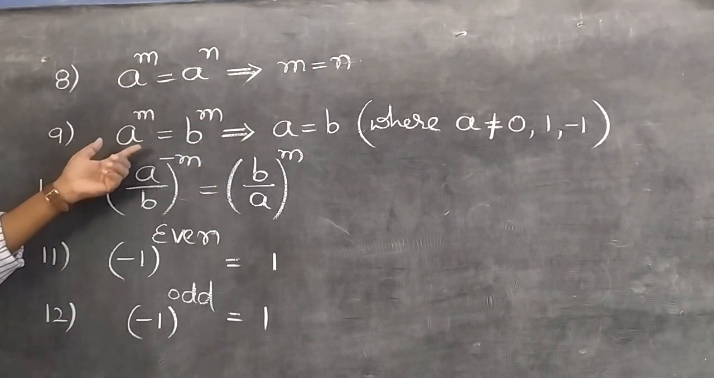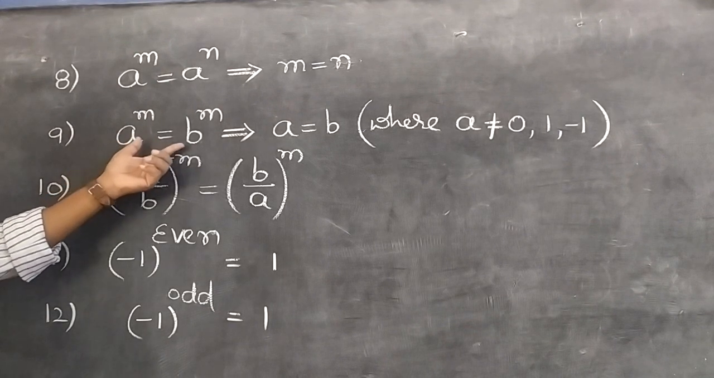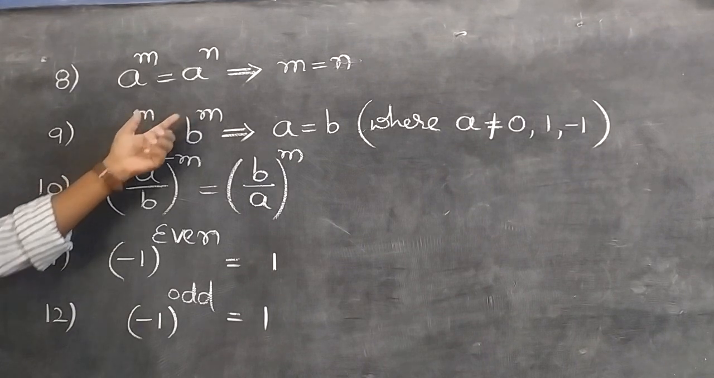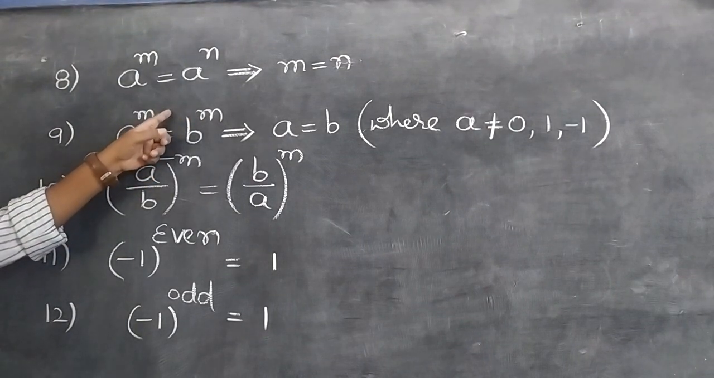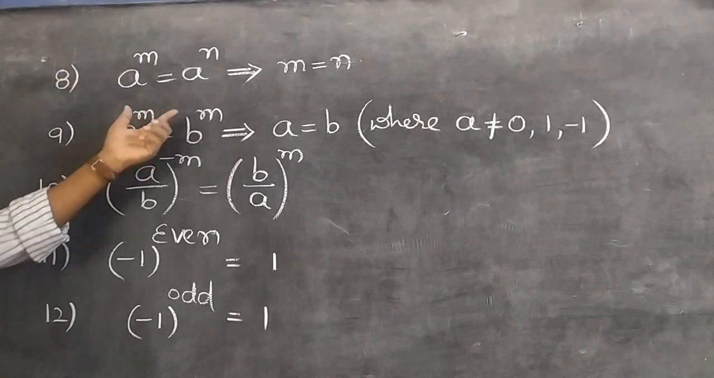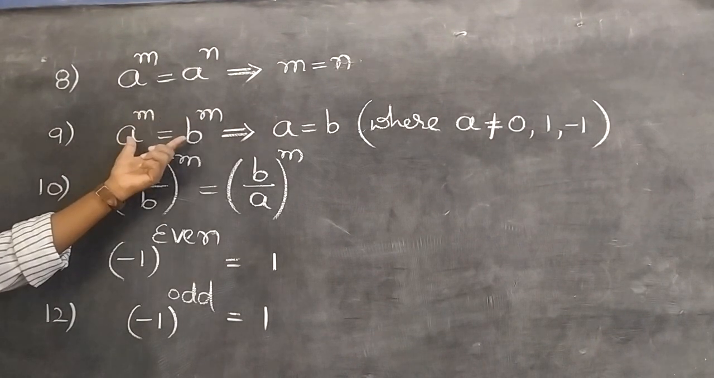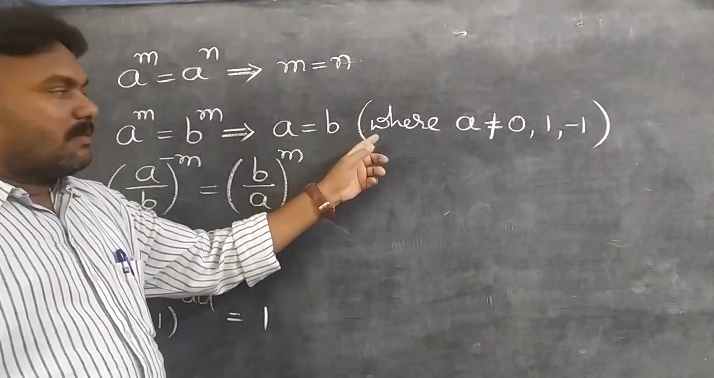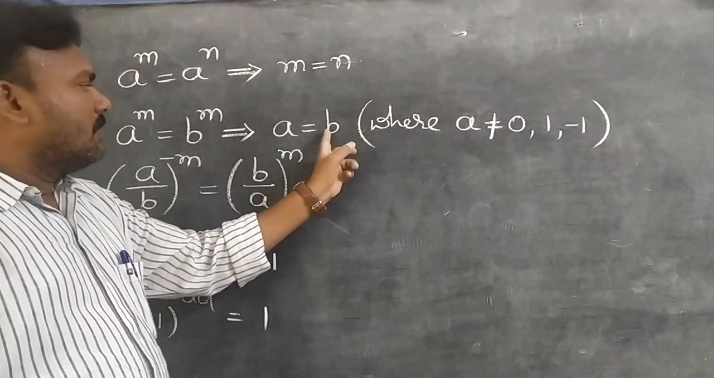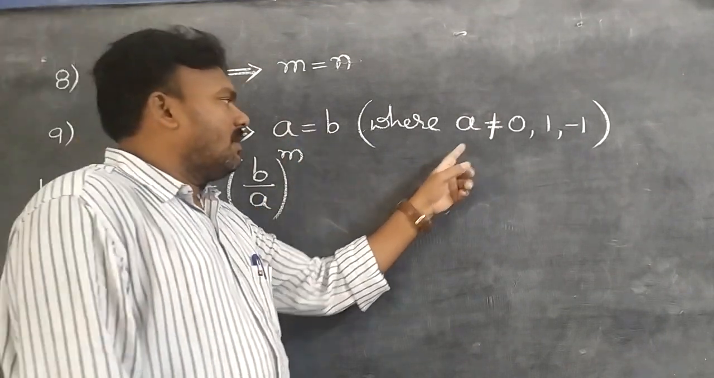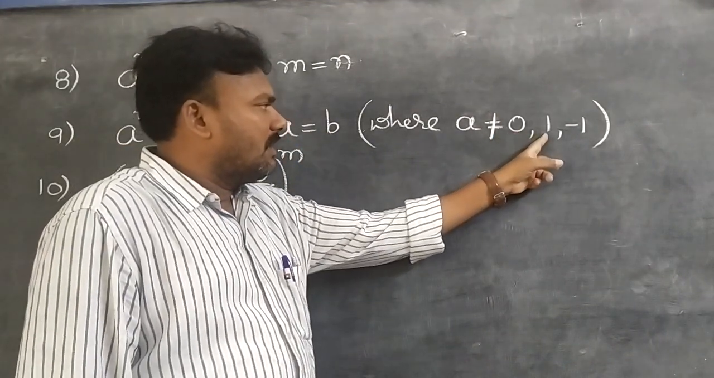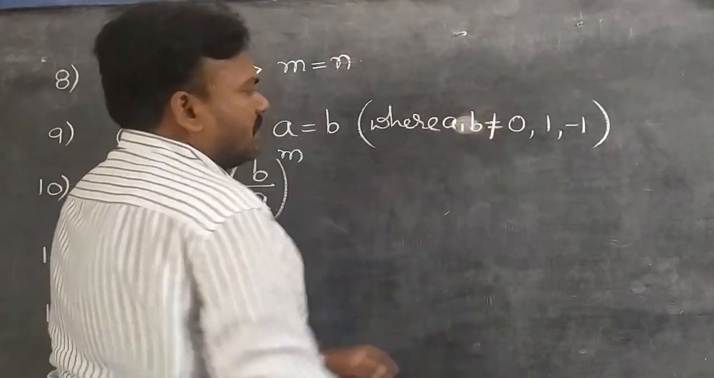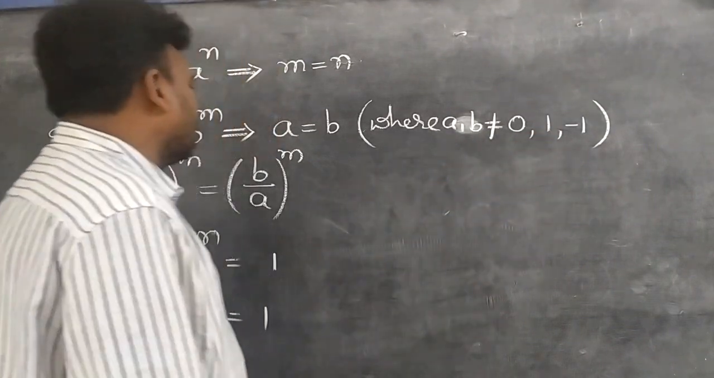Next one, observe this formula. Here the bases are different but the terms are equal, and the exponents are equal. So how can we state this? When two terms are equal, if the exponents are equal, then the bases must be equal. In this, the conditions apply where A and B values must not equal 0, 1, minus 1. A, B is not equal to 0, 1 and minus 1.